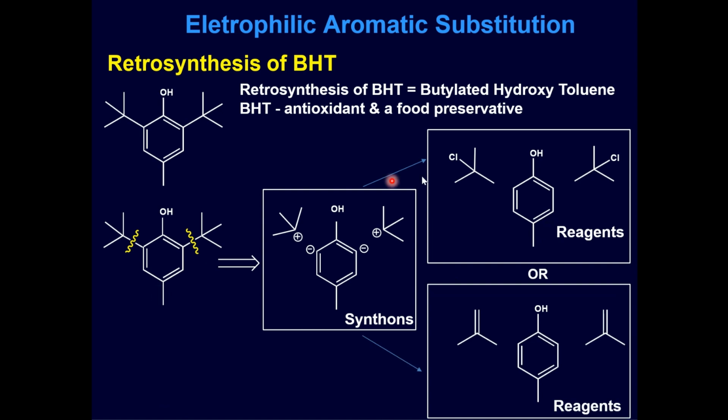Or instead of this, I can use an alkene. And in the presence of acid, this gets protonated and there is a positive center over here, and the electron-rich ring attacks this. This is an alternative to Friedel-Crafts alkylation. The same butylated hydroxytoluene can be obtained by using two different reagents. One is tertiary butyl chloride, another is tertiary butene.